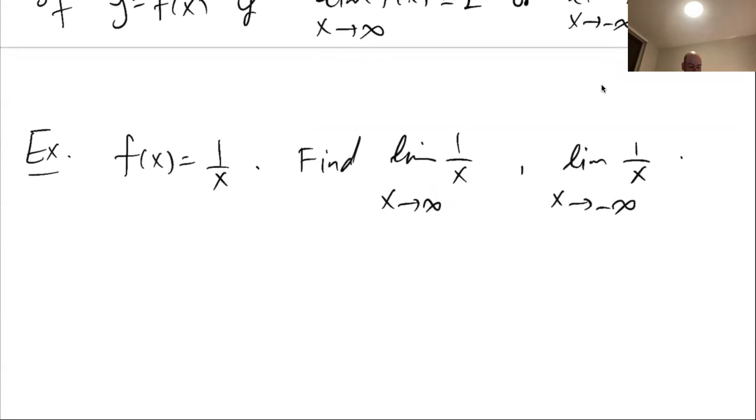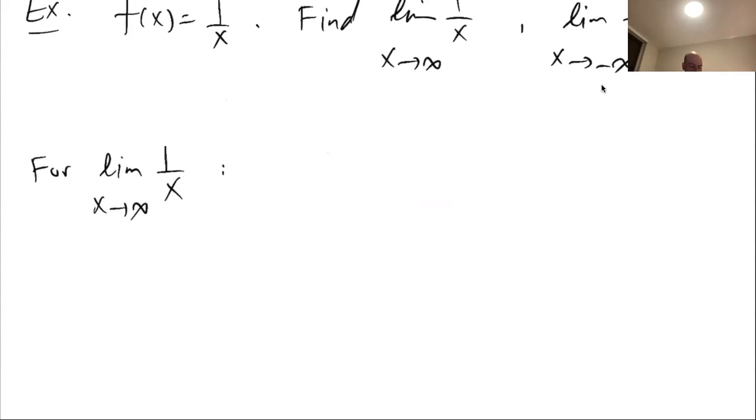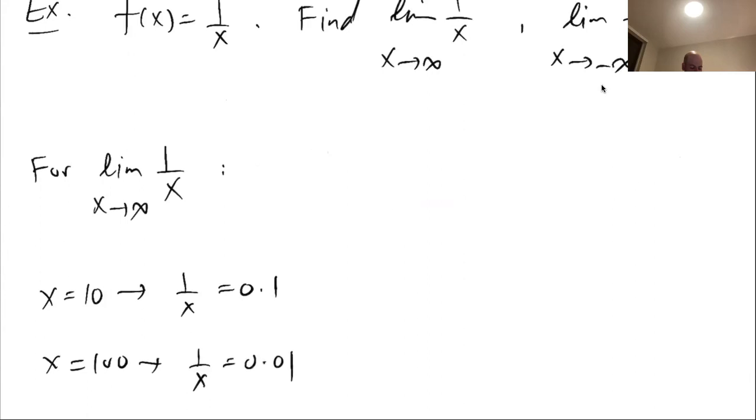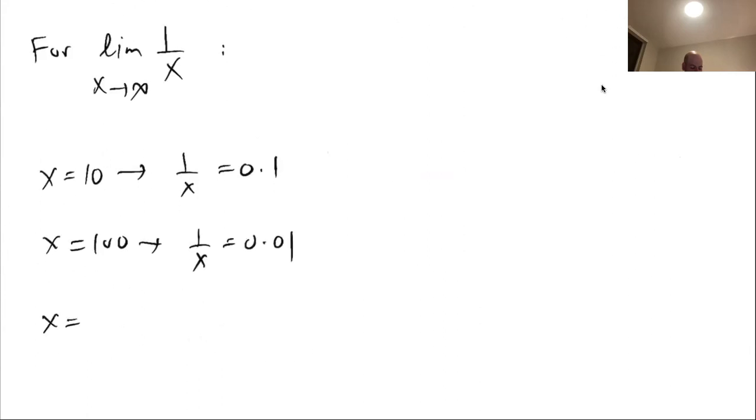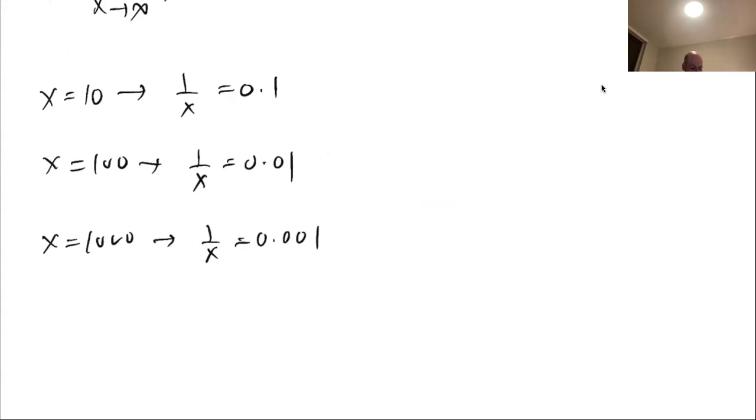Okay, so for the first one, limit 1 over x as x goes to infinity, we have to let x become larger and larger. Let's say if x is 10, then 1 over x will be 0.1. If x is 100, then 1 over x will be 0.01. If x is 1000, 1 over x will be 0.001.